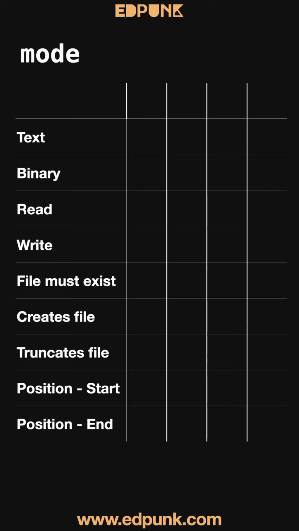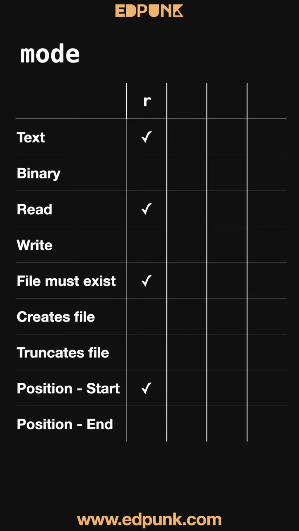Let us move on to the next parameter, mode, which is a string specifying the mode in which the file has to be opened. Let us go through the available modes in detail. We make a list of various attributes on which we will compare the different modes. The last two attributes, position start and position end, denote the position of the read-write pointer when the file is opened in that mode.